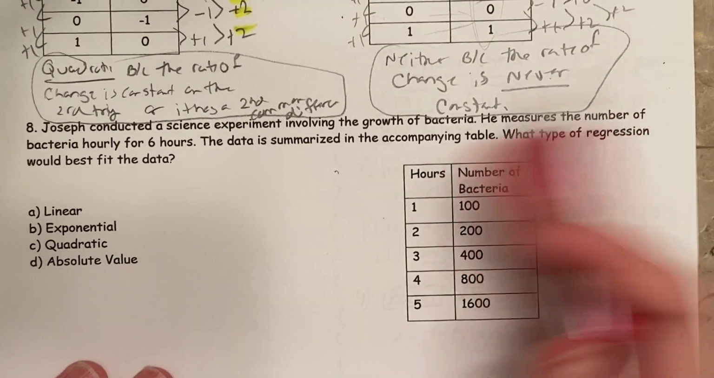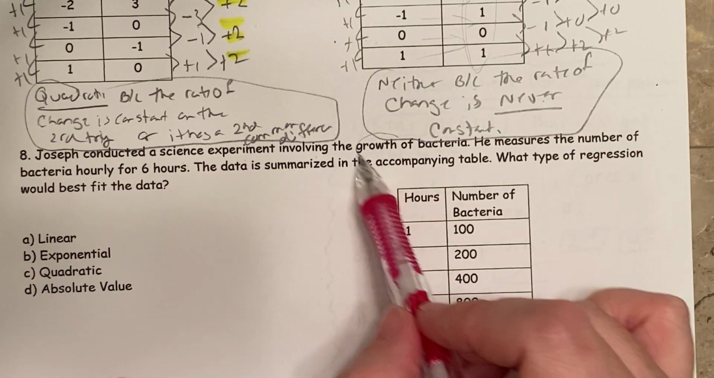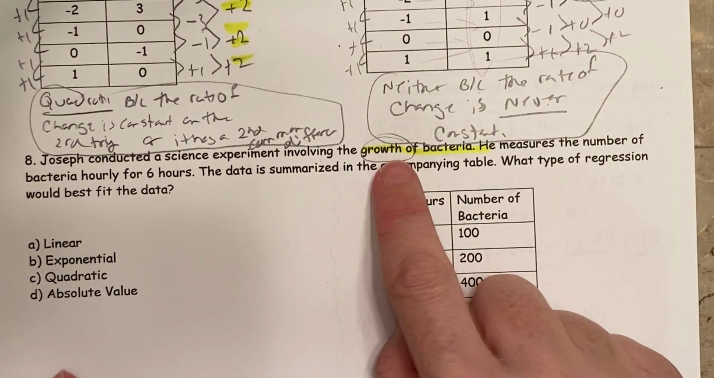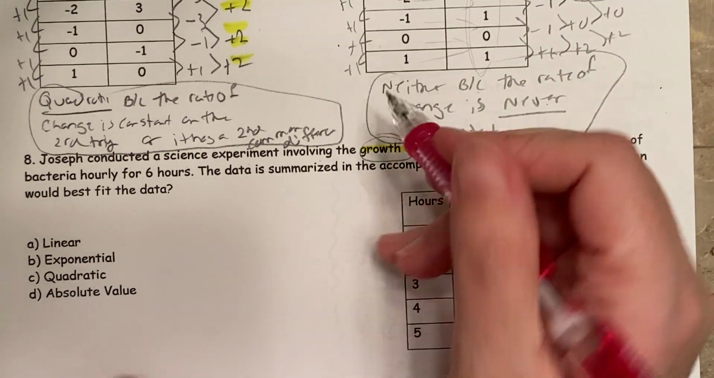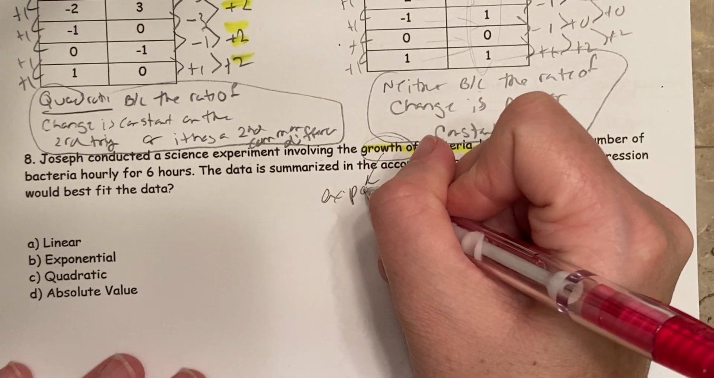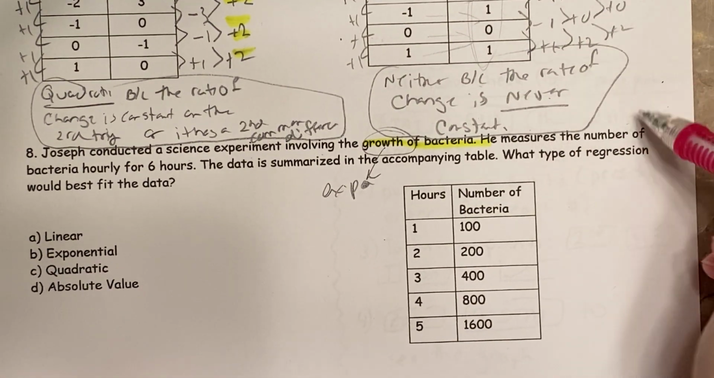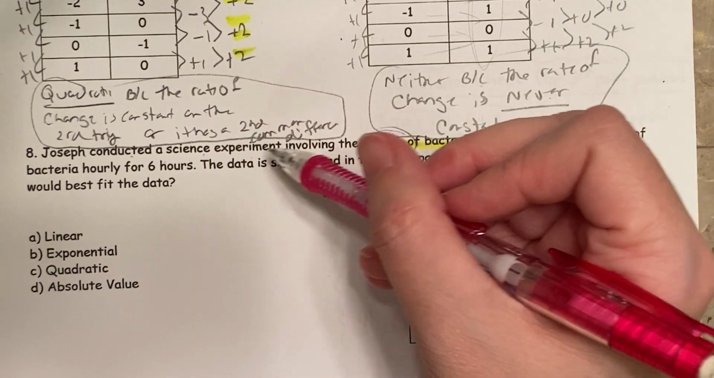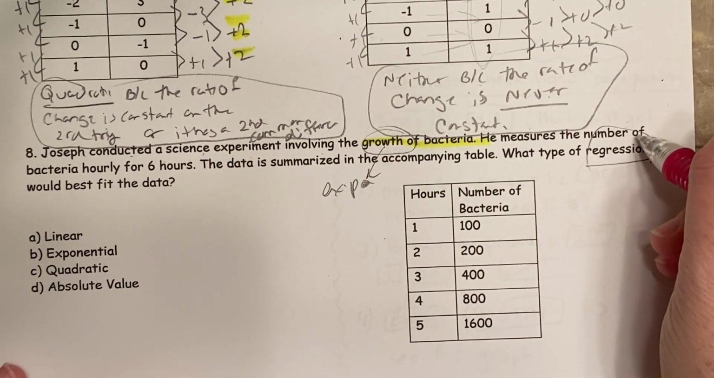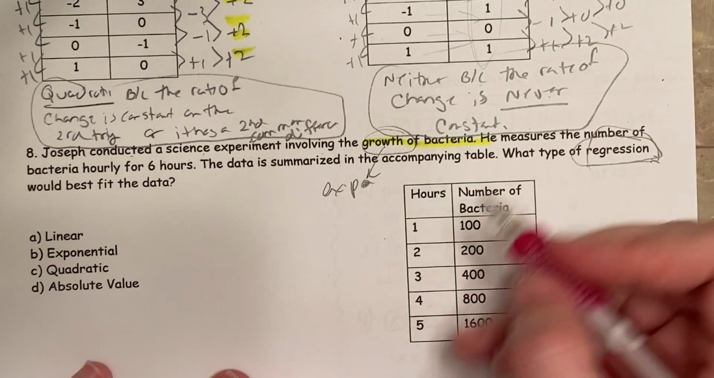All right, last one on this page, a little bit of a word problem. Joseph conducted a science experiment involving the growth of bacteria. Ding, ding, ding. You see the word growth, you see decay, you are thinking exponential. Okay, but let's just see if I'm right. He measures the number of bacteria hourly for 6 hours. The data is summarized in the accompanying table. What type of regression? We're going to get to that in our stats units. I'm going to say that like 500 times in the stats unit, so we will get there eventually.